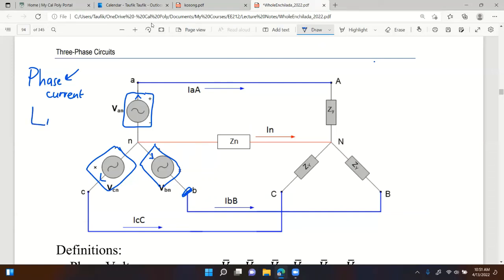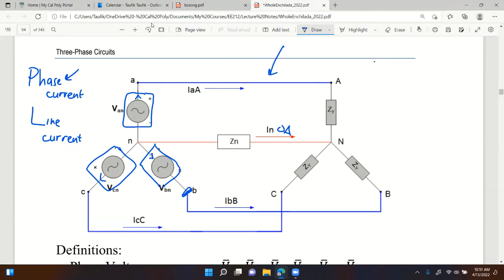What about line current? Line current would be current that flows through each line. What is line again? As I explained earlier, line is the wire that connects the source to the load, such as this one right here. Remember line AA, line BB, line CC. So the current that flows through each line, there are actually 4 lines, but this is 0 amps, so I'm going to ignore that again.